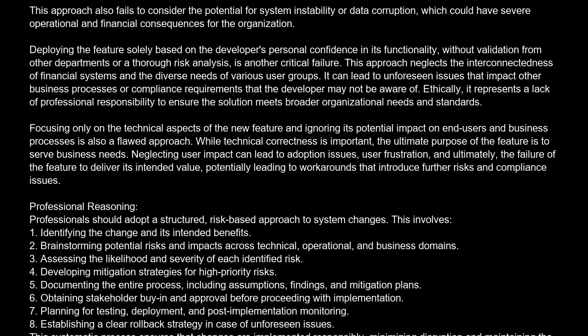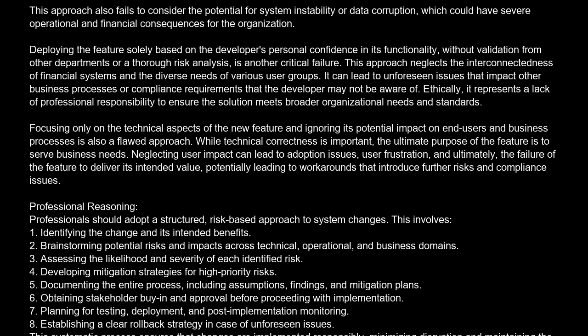Focusing only on the technical aspects of the new feature and ignoring its potential impact on end users and business processes is also a flawed approach. While technical correctness is important, the ultimate purpose of the feature is to serve business needs. Neglecting user impact can lead to adoption issues, user frustration, and ultimately, the failure of the feature to deliver its intended value, potentially leading to workarounds that introduce further risks and compliance issues.